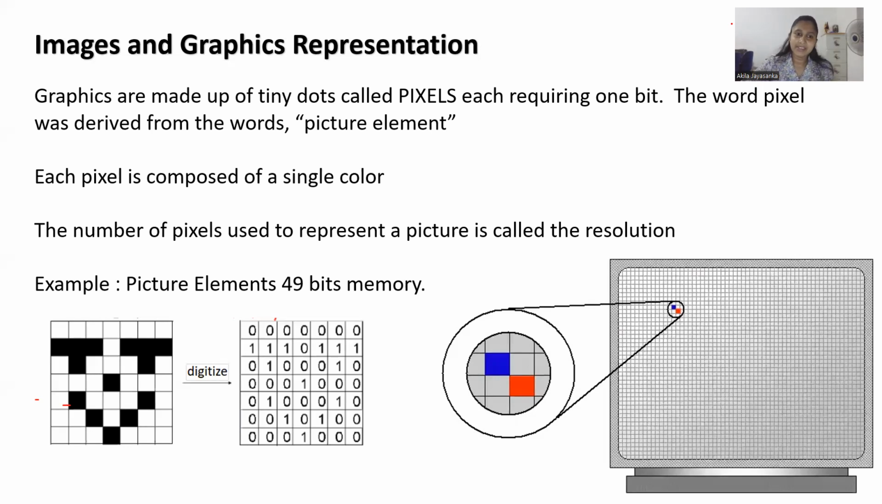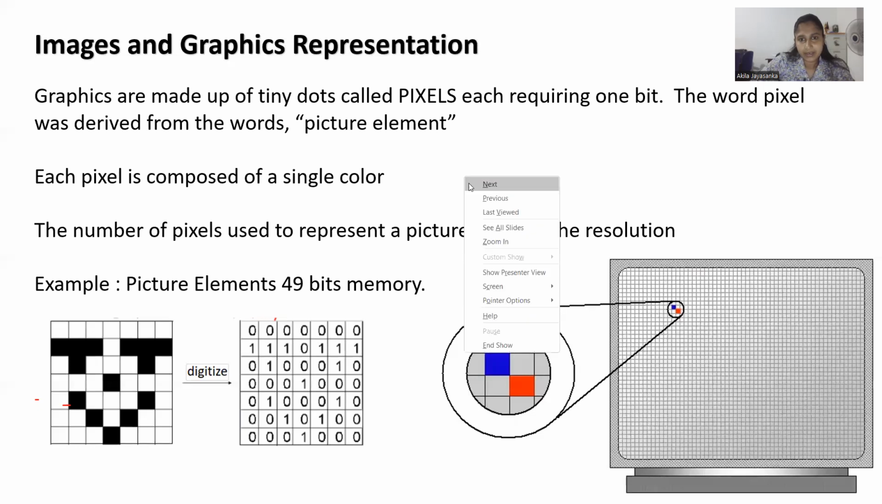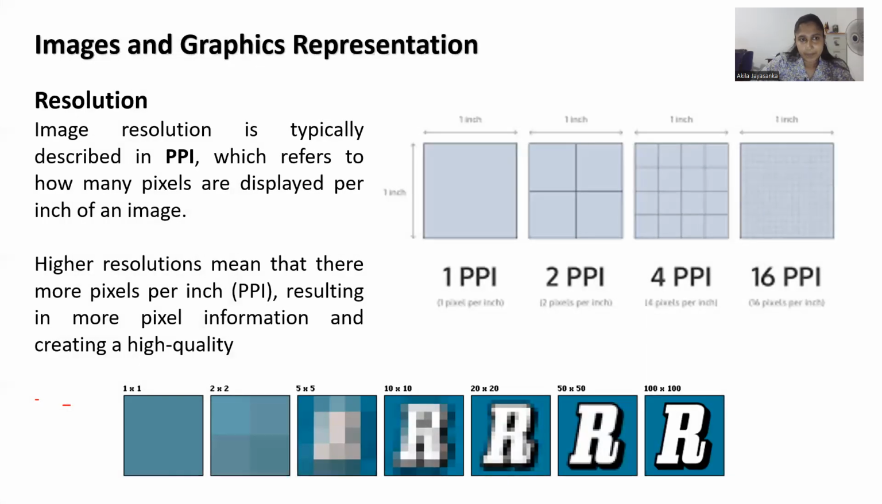So the number of pixels used to represent a picture is called the resolution. If the monitor or the image has a good resolution, we call that a quality image. Picture elements, 49 bits memory. And the other one is resolution. Here, in the following images, you can identify what is meant by resolution.